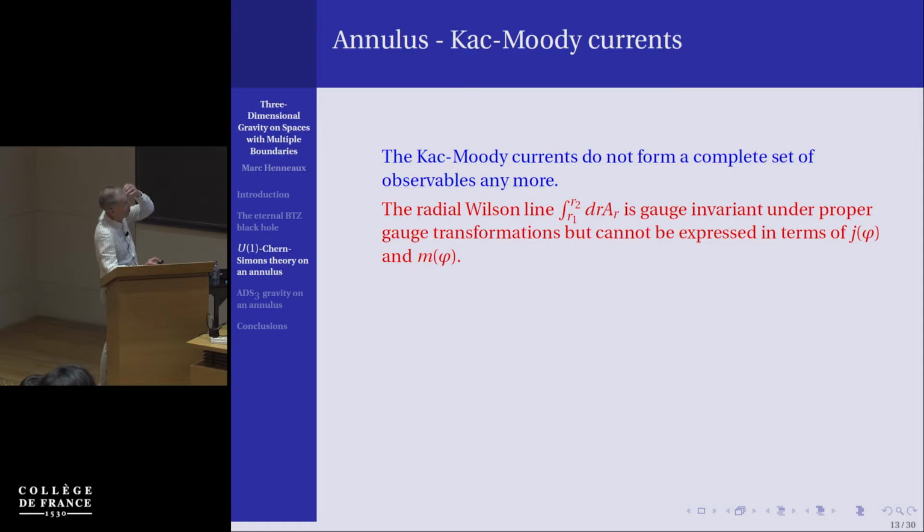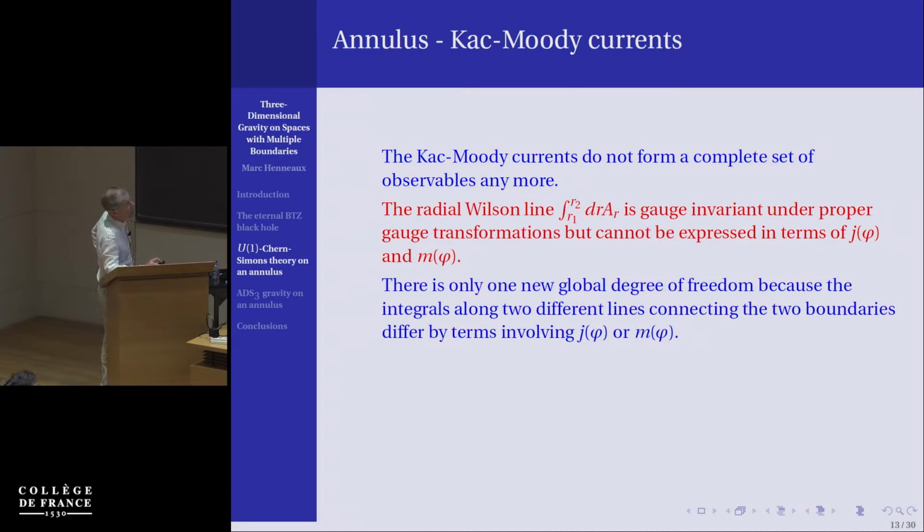So this is a radial Wilson line that appeared, I think, in that context first in the paper by Monica and Daniel that I mentioned at the beginning. But here it appears also. And it's clear that it's gauge invariant under proper gauge transformation. Well, it will only transform, as we know, under gauge transformations at the boundary. But at the boundary, proper gauge transformations vanish, so this will be invariant. And it's clear that it cannot be expressed in terms of the boundary field. It contains more information. And so there is one new global degree of freedom, this radial Wilson line.